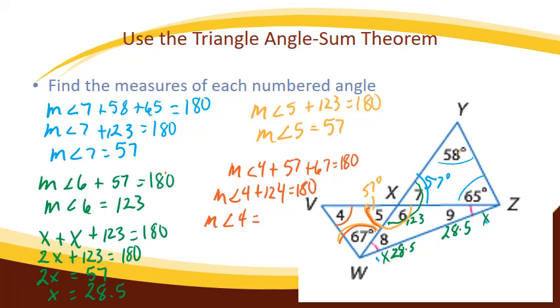And the measure of angle 4 then is going to be, let's see, 10 minus 4 is 6. Take away the 1 from the 8. 7 minus 2 is 5. 56 degrees. And so the measure of angle 4 is 56.